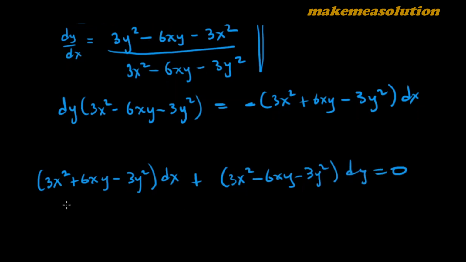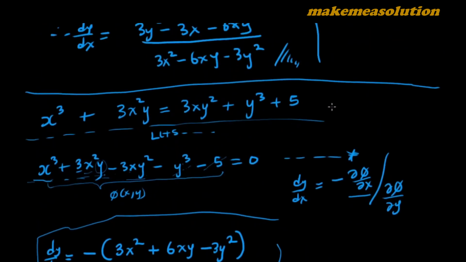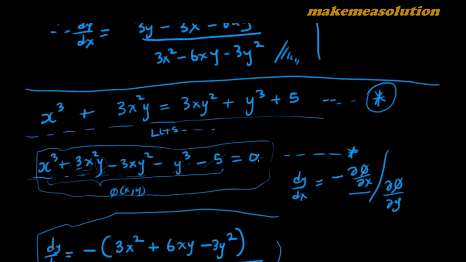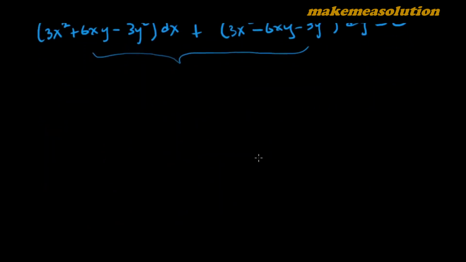Okay, so expressing the equation in this form, this is the differential equation for this particular implicit function over here, and this is the modified form of the implicit function. And in this modified form, what did you notice? We took everything over to the left hand side and left 0 on the right hand side. So this is the differential equation for this implicit function.